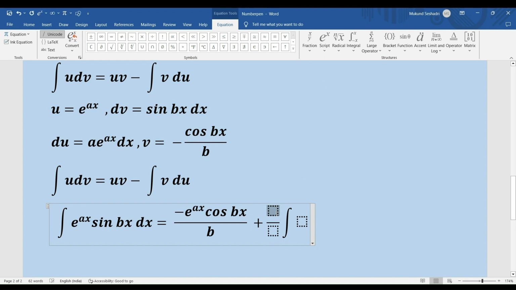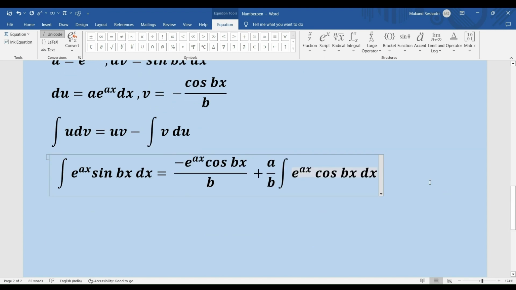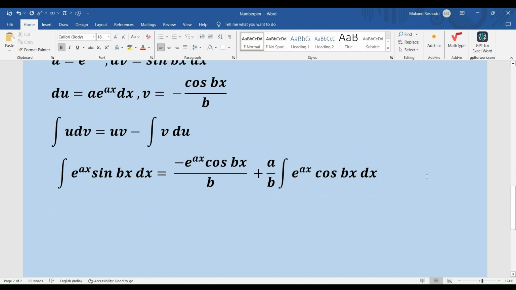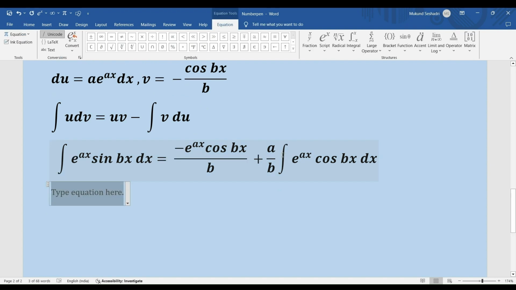times cos bx, right? Now I see that I have my RHS, but still my RHS is not in a very simple format where I can immediately conclude my derivative of the given expression, right? Looks like I will have to apply integration by parts once again. So I'm going to treat this separately.